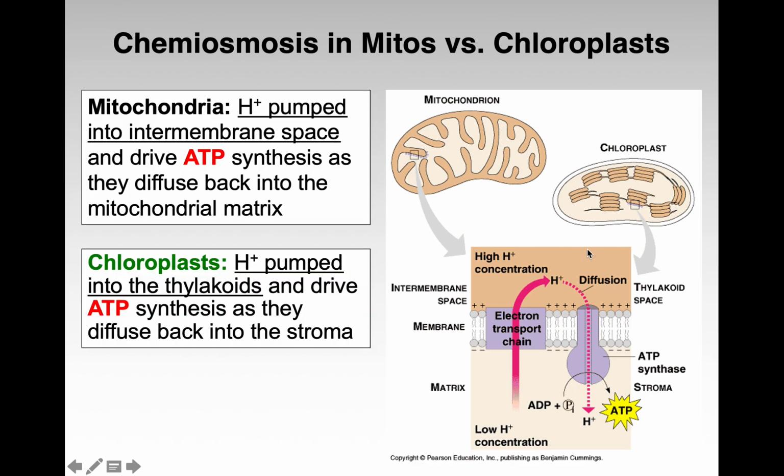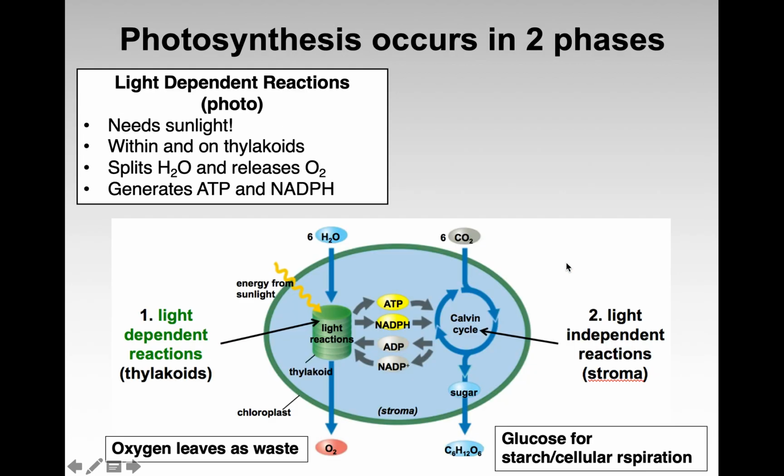You should be able to compare and contrast chemiosmosis in mitochondria versus chloroplasts: where the hydrogens build up, where ATP synthase is, where that ATP is being made, right? So in mitochondria, it builds up in the intermembrane space, and ATP synthesis is made right on that intermembrane space. In chloroplasts, it's on the thylakoid membranes, and you should be able to trace where the concentration gradients are.